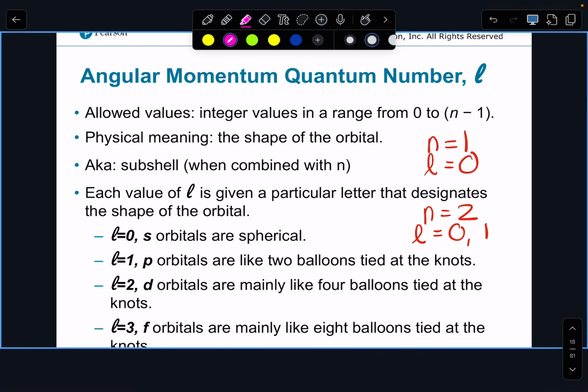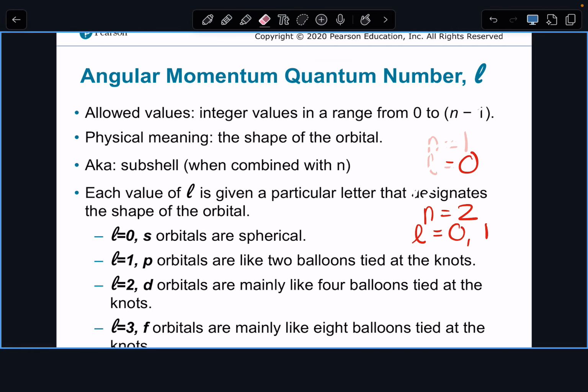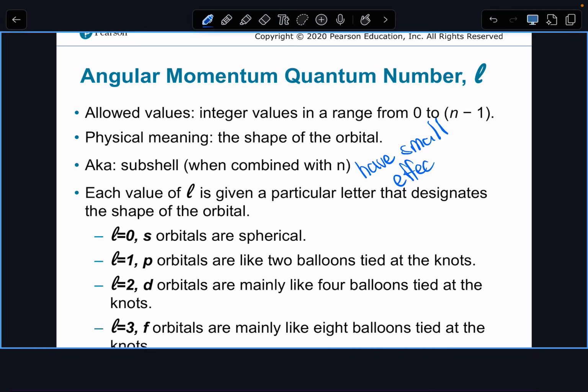I don't think I have this written on there, but the shape does have an effect on the energy. It is not as dominant as n. So n is the biggest factor affecting energy, but L does have a small effect on energy. That should be A, shouldn't it? This is how good I am with English.